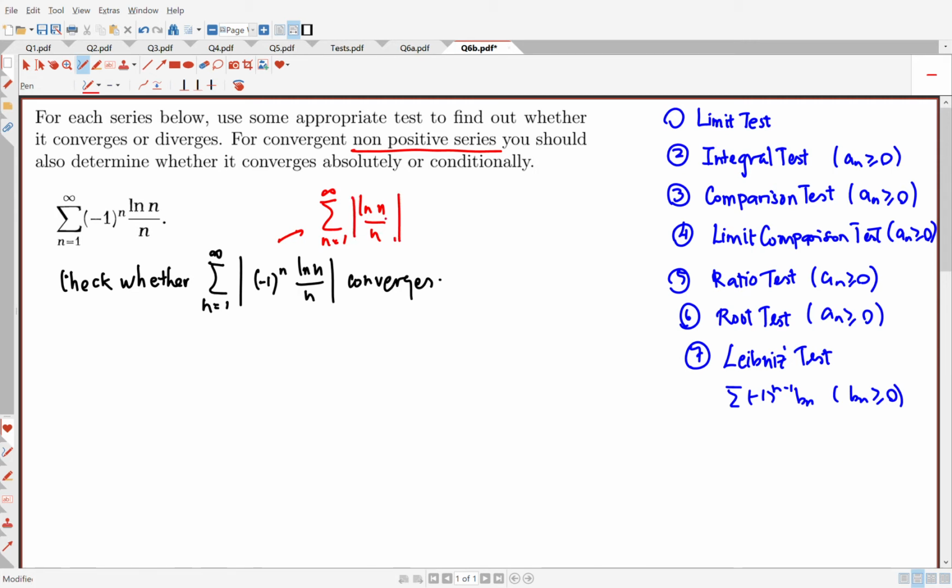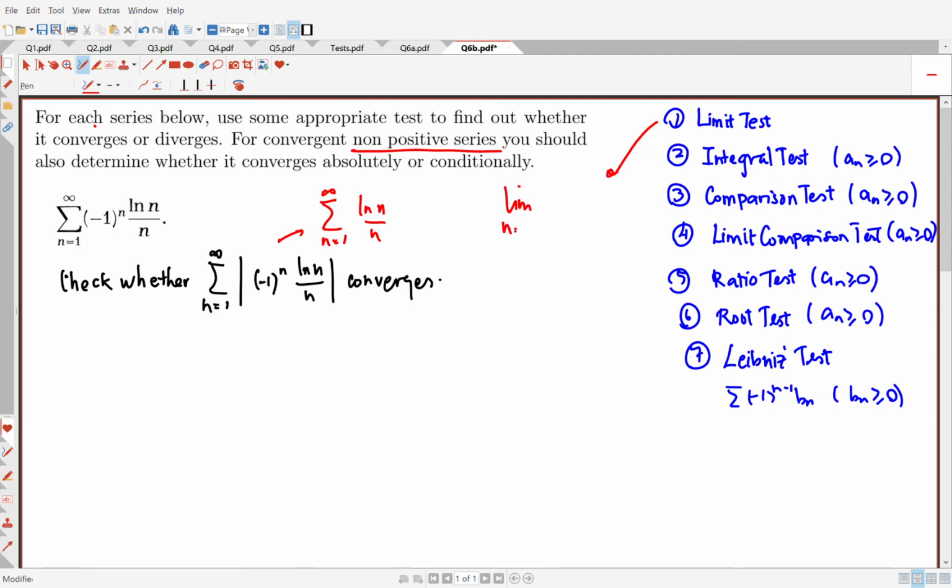notice that the term inside is always positive. So absolute value of positive number is just itself. Okay, so actually this series is just this. So okay, let's see what test that we can use. So limit test. Can we use limit test? Limit test is very easy to check.